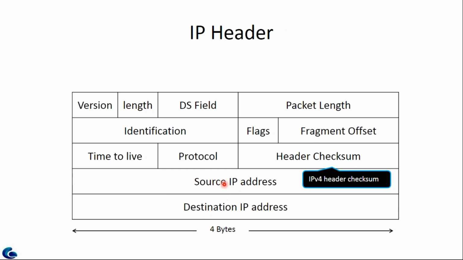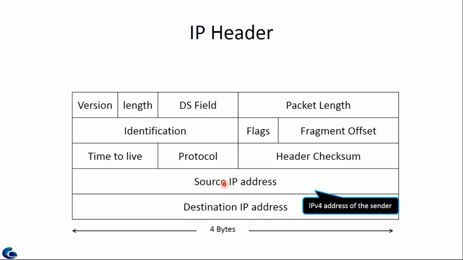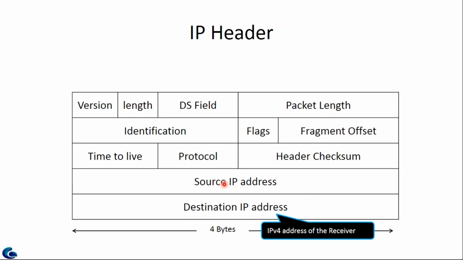This identifies the sender, what is the address of the sender, and the destination identifies the address of the receiver. So all in all, this is the header.